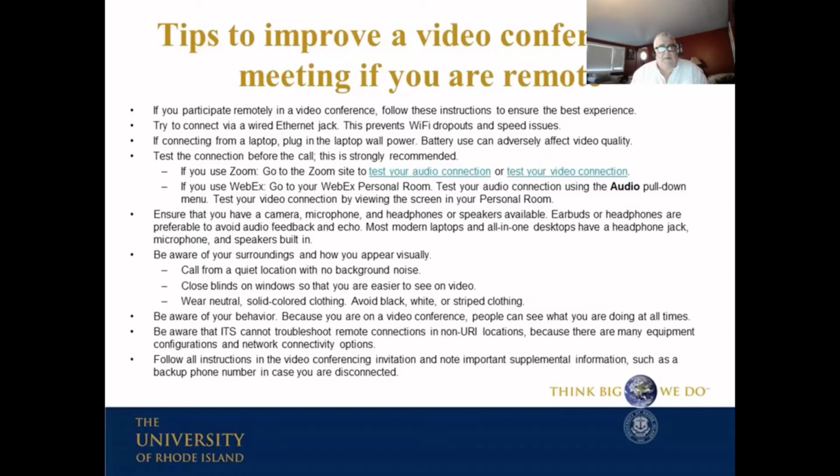Next, you want to be aware of your surroundings, how you appear visually. We talked about parts of this. Make sure there isn't somebody outside of your house jackhammering the street. If they are, then you might not want to host a meeting right then and there. Control the lighting. I even talked about this already. Neutral, solid color clothing. Avoid black, white, or striped clothing. Look, he's wearing white anyway. Be aware of your behavior. You're on a video conference. People can see what you are doing. You want to avoid changing your clothes or picking your nose or anything along the line that you wouldn't do in a room full of people that you were meeting with.